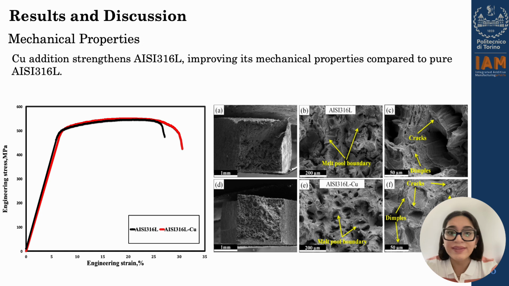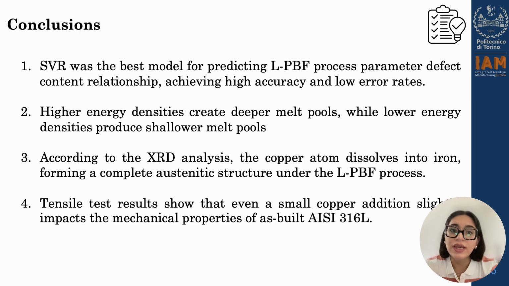We found that adding copper can slightly improve both the mechanical strength and toughness of the material. And analyzing the fracture surfaces of these two alloys showed a more ductile fracture pattern with smaller dimples in the copper-containing alloy. Finally, the main conclusions of my research are listed here.